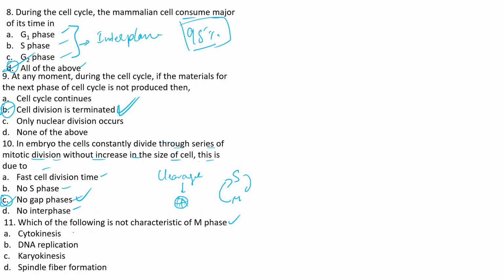The options are cytokinesis, DNA replication, karyokinesis, and spindle fiber formation. So spindle fiber is mainly required for splitting of chromosomes, and that is formed in the M phase. We can see that cytokinesis is a part of the M phase, and DNA replication is actually part of the S phase, and the S phase is part of the interphase. Okay, it's part of the interphase. Yes, exactly. So you can guess that the right answer is going to be B, that is, DNA replication is not a characteristic of M phase.